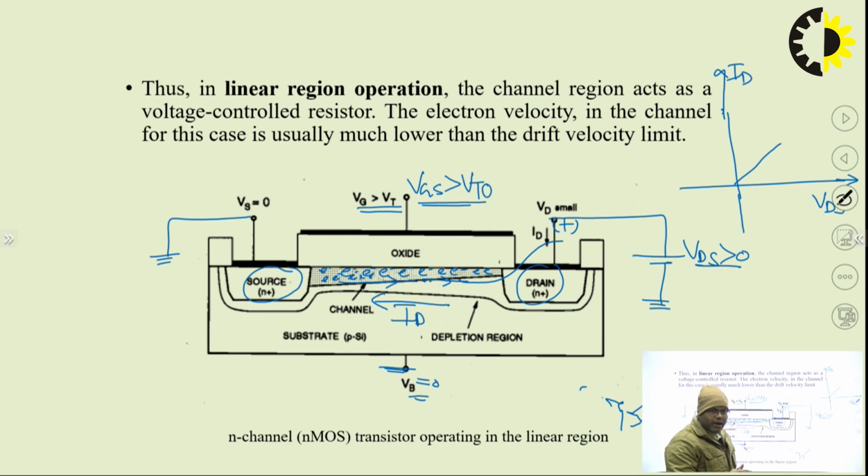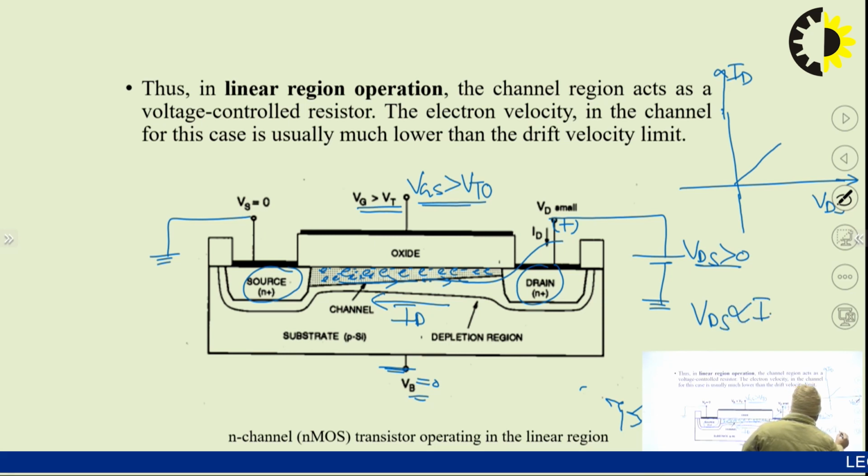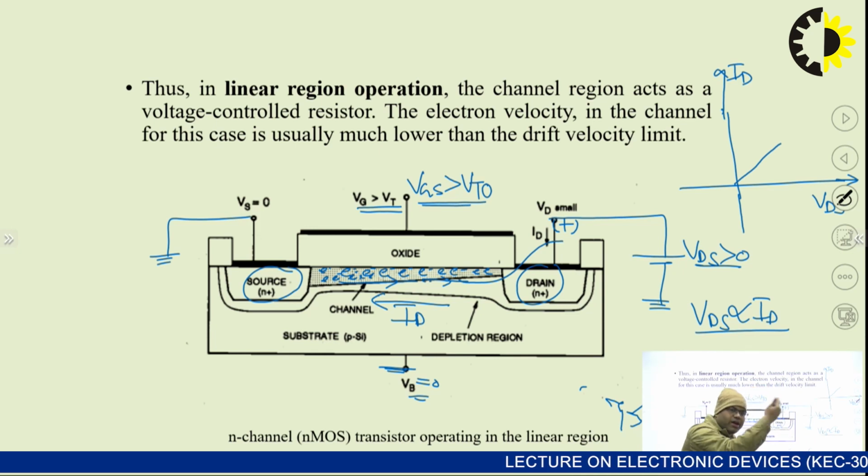As I am increasing VDS, current will increase linearly. In this situation, the MOSFET is said to be operating in the linear region. This is called linear region operation of the MOSFET, because we have a linear relation between ID and VDS, and ID is proportional to VDS. If we increase VDS, current will increase.